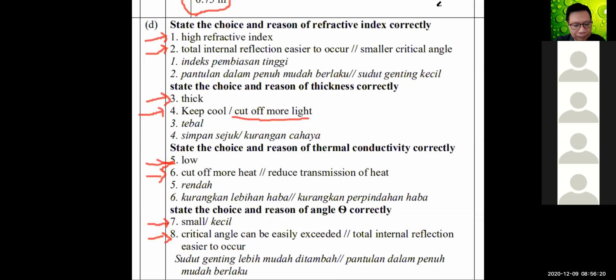Okay, write the answer first. Write on the full step paper, please. Wait, don't just listen only. Okay, where to get the last 2 marks?